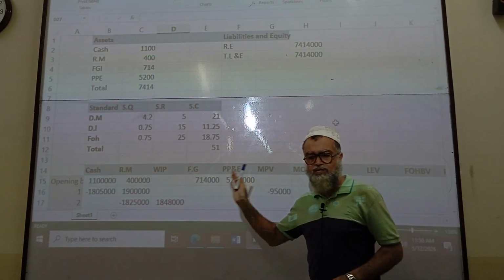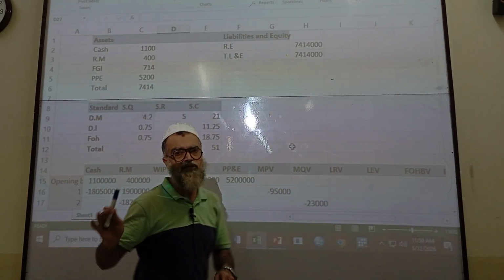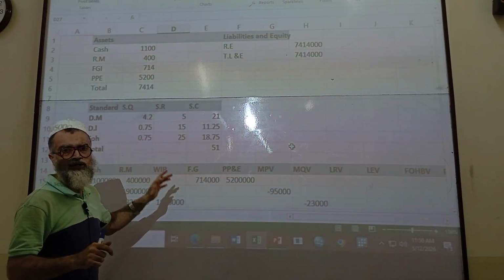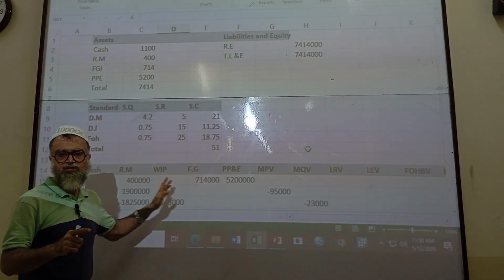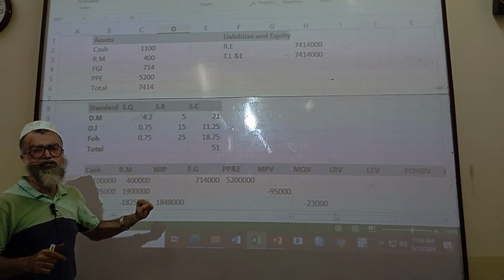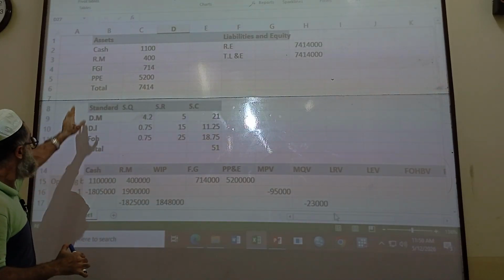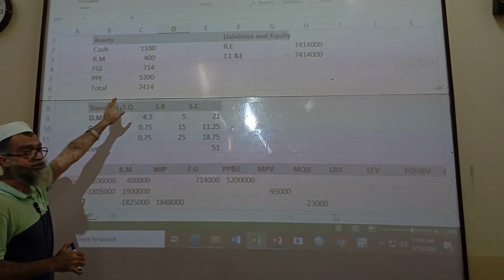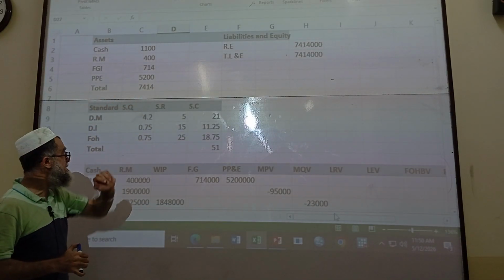Okay class, so this is the example from chapter 10 appendix B, and we are using Excel to find out all the variances, to find out the effect of those variances on cost of goods sold, retained earnings, and then finally on the balance sheet. Now this is the balance sheet which is given in the question, and this is the opening balance sheet, all the figures are given.